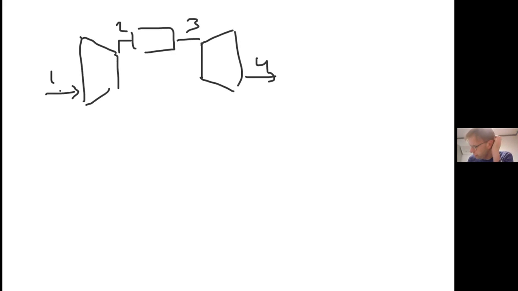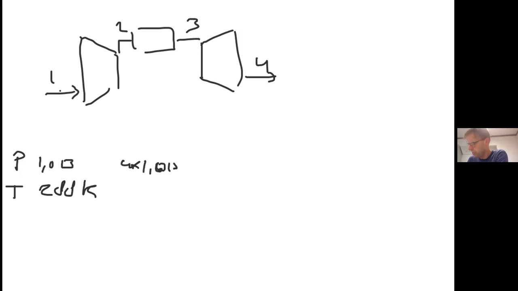So the first thing we have to know is what are the different locations, the pressure and the temperature. At 1 we know the pressure, 1.13, and we know the temperature, 288 Kelvin. At 2, for example, assume that we have a pressure ratio of 4. So let's do that first: 4 times 10^3, and we don't know the temperature here. T3, we don't know.